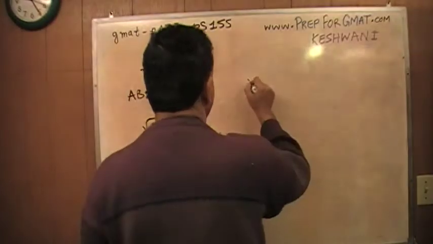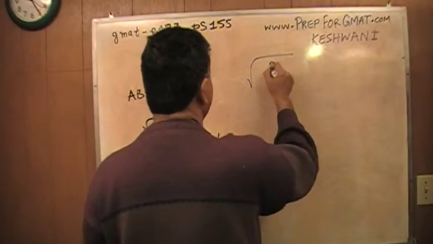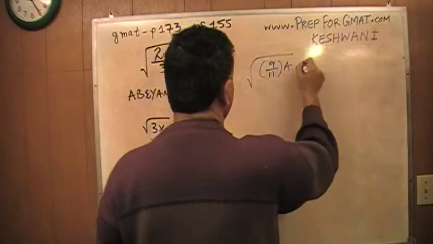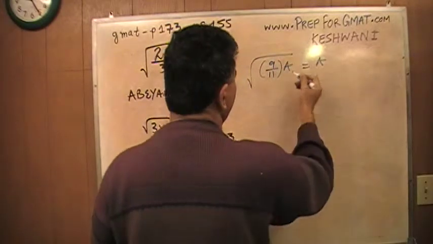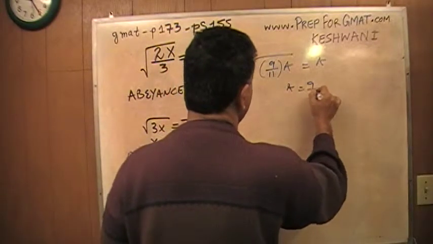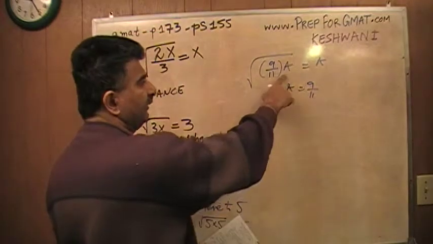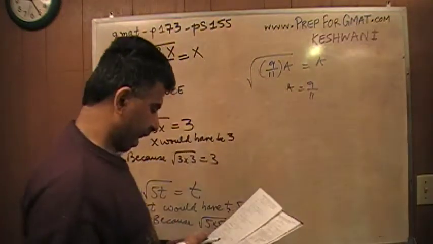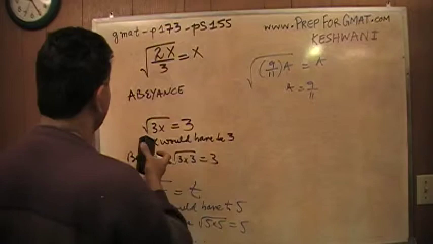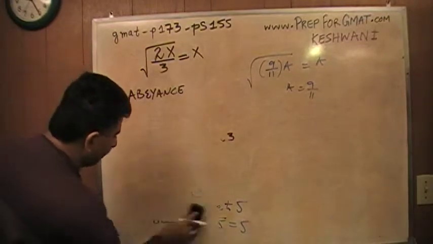Similarly, if I tell you the square root of 9/11 times a equals a, a would have to be 9/11, because the square root of 9/11 times 9/11 is going to give me 9/11. Here what we have is, let me get back to the original problem.